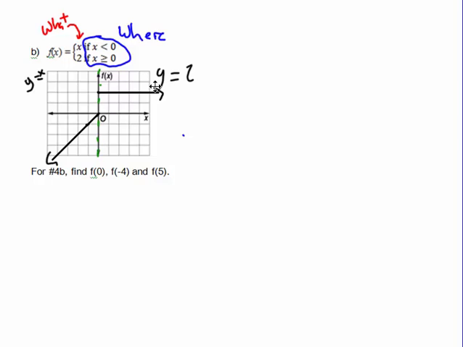And now I need to ask myself, am I open or closed, and where? For the line y equals x, this one here, it's going to be an open circle when it hits the domain break. So this one's going to be open. And if x is greater than or equal to 0, it's going to be the line y equals 2. So this one is a closed dot.